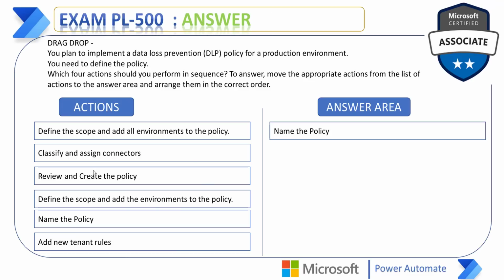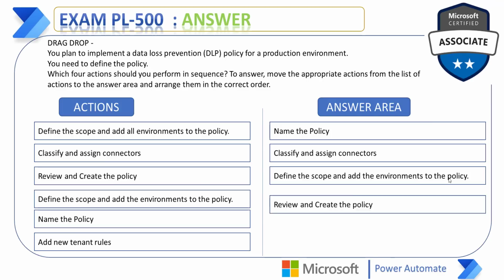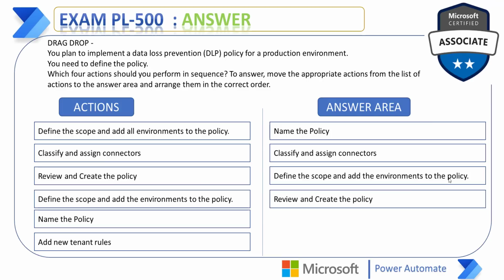There you can see, first one is to name the policy. Second one, classify and assign the connectors. Third one, define the scope and add the environment, the particular environment I am going to add to the policy. And fourth one, review and create the policy. All right. I hope you understand how to implement a data loss prevention policy for the production environment as part of this tutorial.